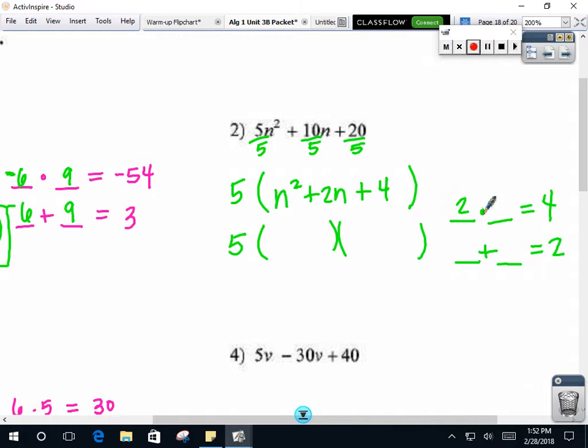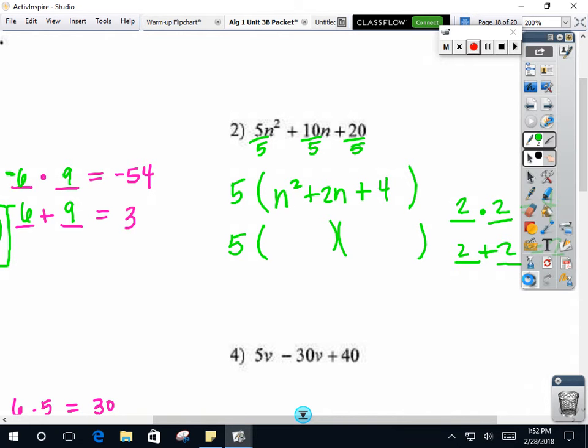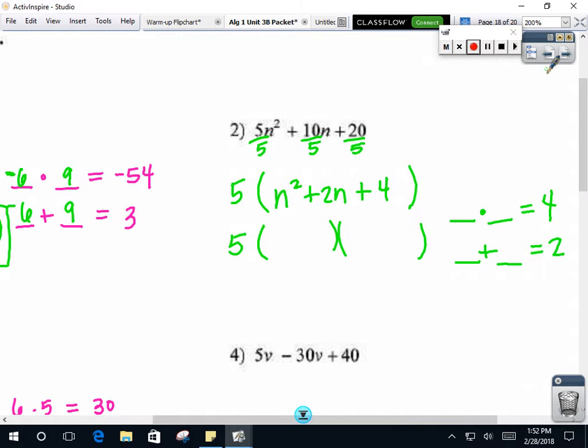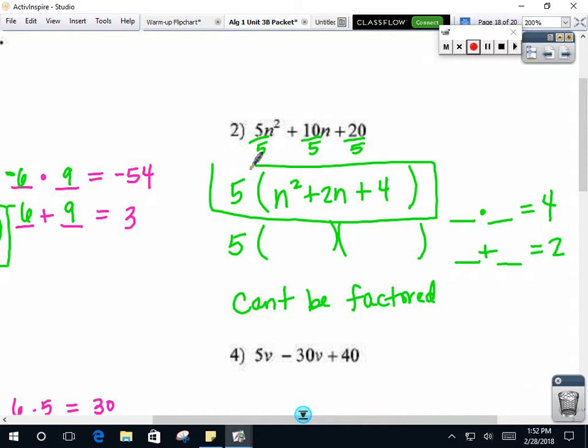Okay, 2 times 2 is 4. Is 2 plus 2 2? No. No, okay, no. This one cannot be factored. So if you ran into a problem like that, this would be the final answer. That's as far as you can take it.